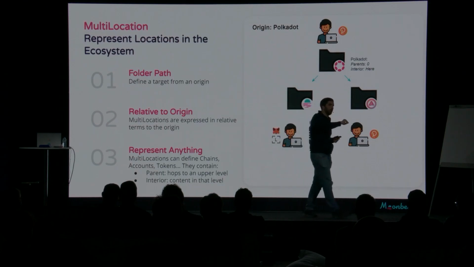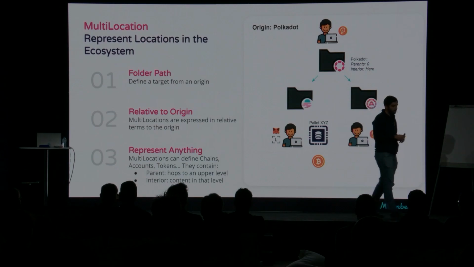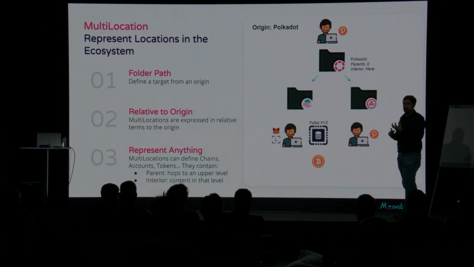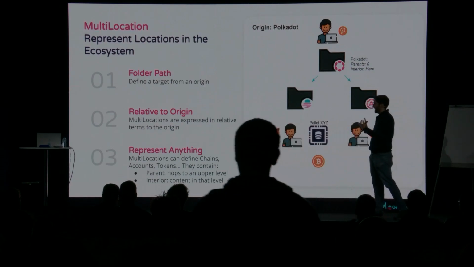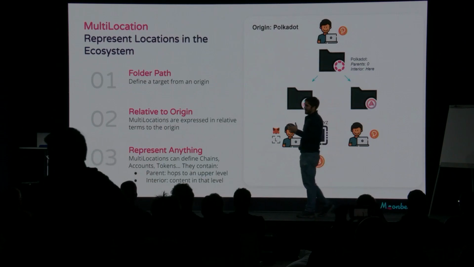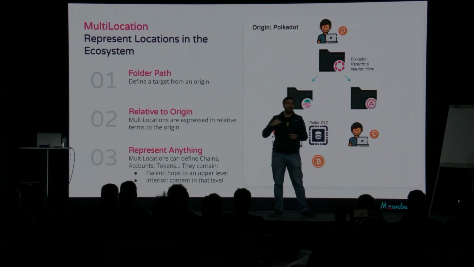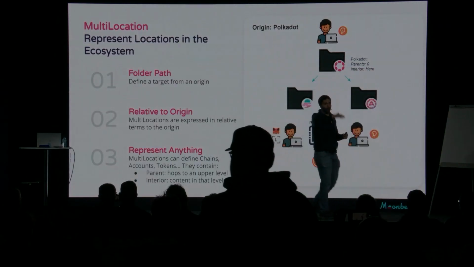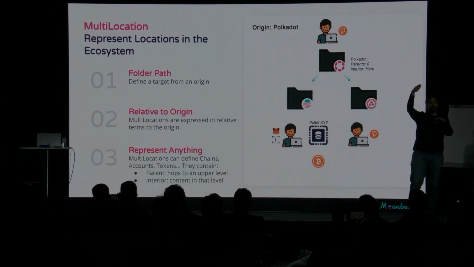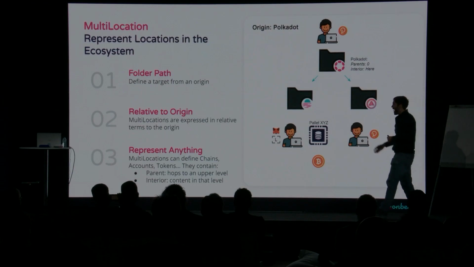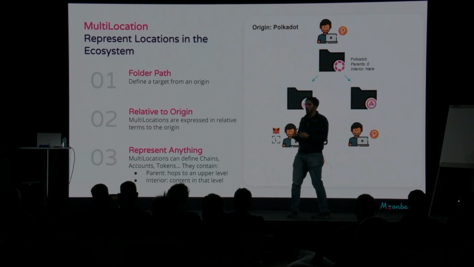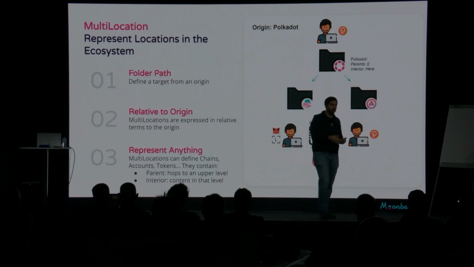I'm in the documents folder. I want to go to the pictures folder. And like I said before, you can define anything. You can define a parachain, an account on the relay chain, a token. And they contain 2 main things. A parent, which the way that I like to see it is how many hops you're going to an upper folder. If you're going from a parachain to the relay chain, you're going 1 level up, so the parents will be 1. And the interior is the amount of fields or the content that defines what you are looking at in that specific folder.